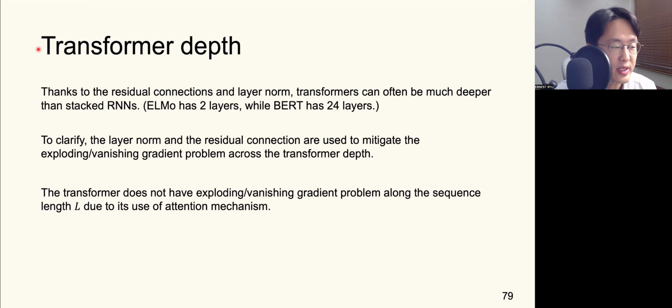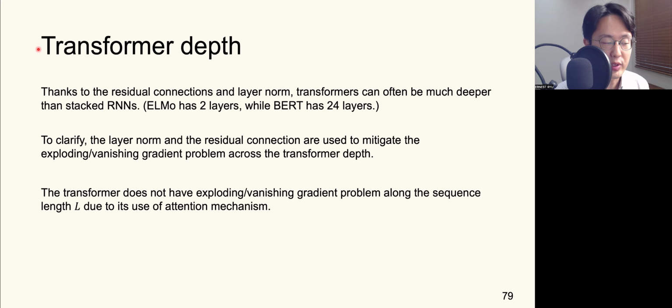But the transformer does not have this problem. The transformer does not have the exploding and vanishing problem across the sequence length due to its attention mechanism. The difference is that RNNs have these repeated operations along the sequence length. So this, in effect, creates an element of depth along the sequence length. And indeed, when we were considering the design of the LSTM cell, we had this idea that certain information should be remembered, certain information should be forgotten.